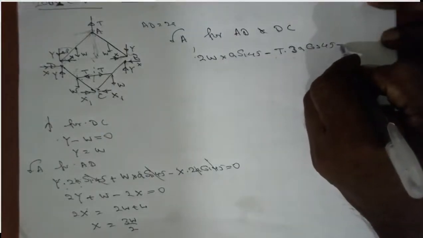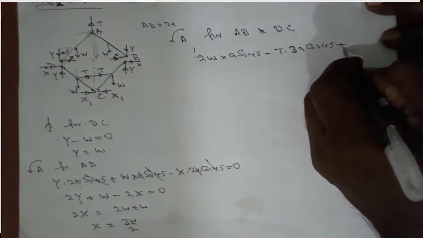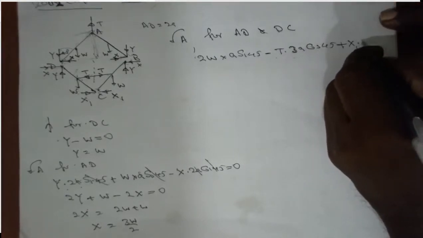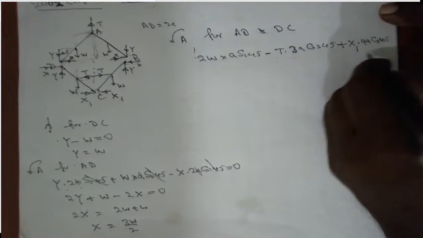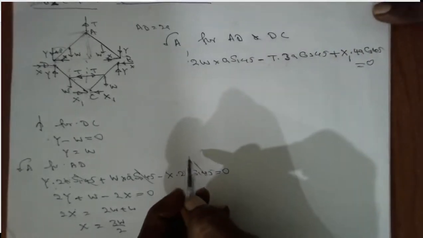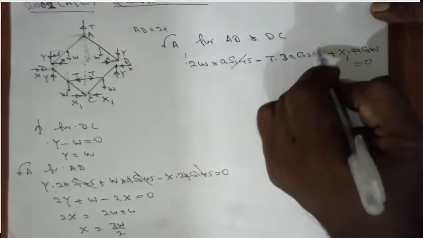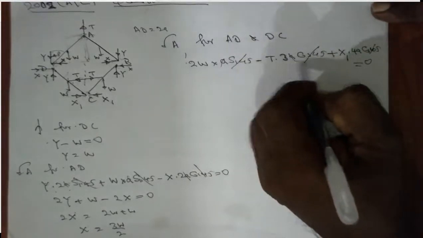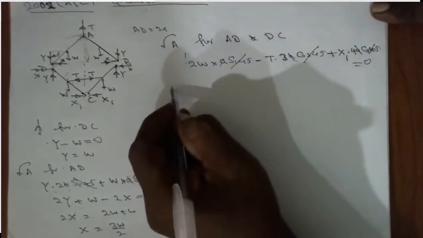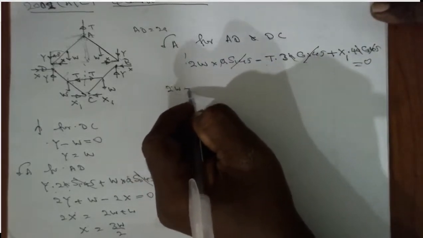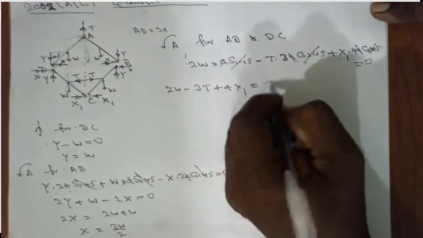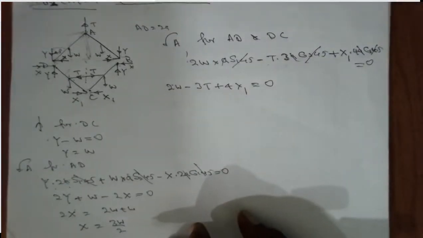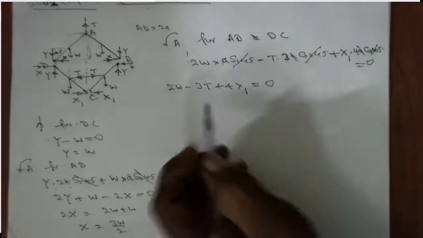Then X1 gives an anticlockwise moment, plus X1 into 4A cos 45, equals 0, right? Sin 45 and cos 45 cancel, A also cancels. So 2W minus 3T plus 4X1 equals 0. Right? So you can recheck whether these terms are correct.